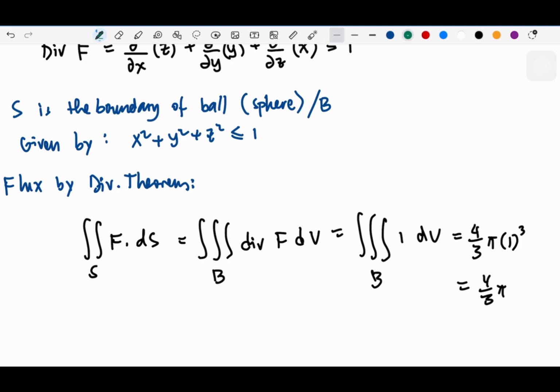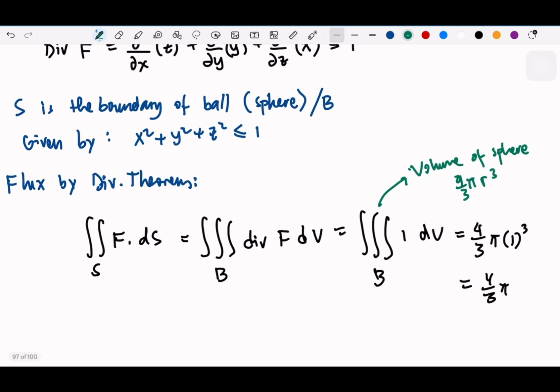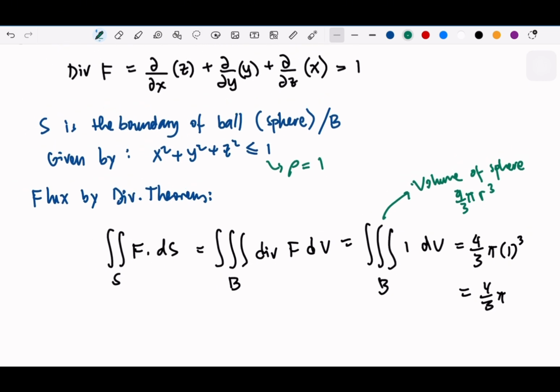So this is the volume of the sphere, which is 4 over 3 pi r cubed. This is r or rho; usually we write rho for the radius of a sphere in calculus. This is very direct because we know the volume of the ball. But if the divergence of F were another number, then we would need to multiply by that. Since the divergence of F is 1, this is just the volume of the sphere.